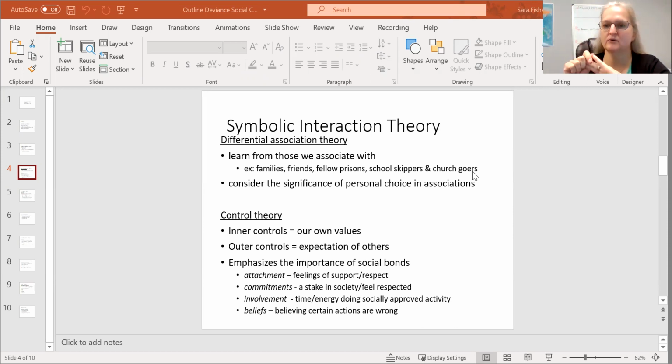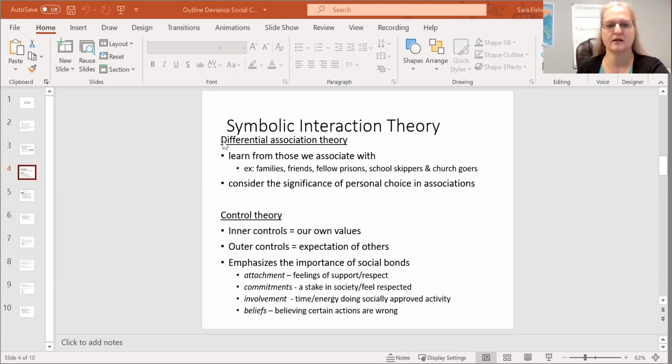We have two macro, large process theories. That's conflict theory and structural functionalism. And then we have one micro theory, and that's small level symbolic interactionism. I'm going to start with the micro theory here, the symbolic interactionism. And there are several, so I will try to highlight what their names are. The first theory we're going to call differential association theory.